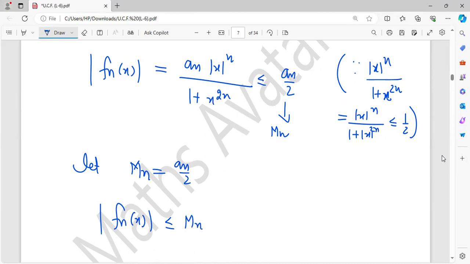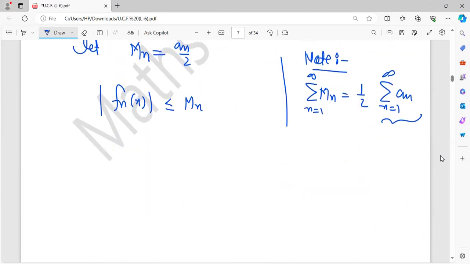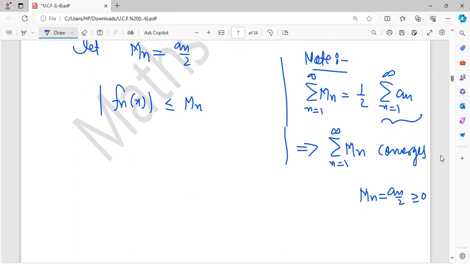Now, note this series, summation n goes from 1 to infinity of M_n, what is that? That is 1 by 2 will come out. And it is given that this series converges. So the main series converges. So it is already given in the question that this series converges. So it means it converges. And each M_n is nothing but a_n by 2. a_n are non-negative, so they are also non-negative.